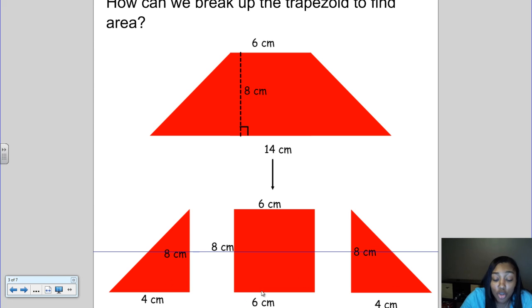We notice that the two triangles are the same size. So that means we have to take those 8 centimeters and divide it up between the two triangles. So this triangle has a base of 4 and this triangle has a base of 4 as well. If we put those together, it should give us 14. If we put 4 plus 6 plus 4, we do notice that we have 14 centimeters. So that's where the 14 centimeters came from.